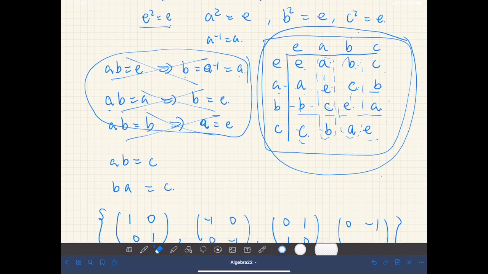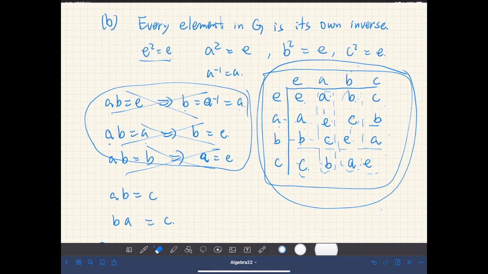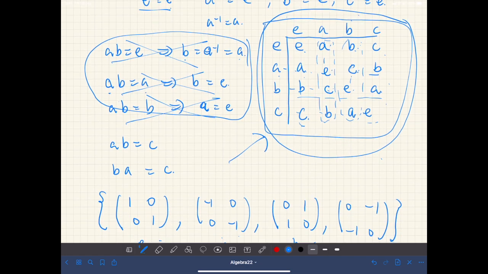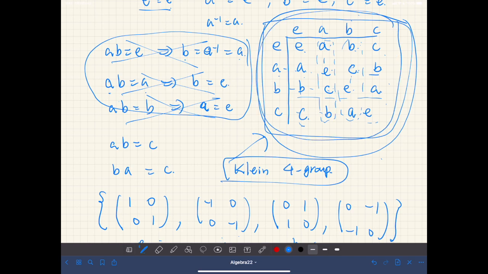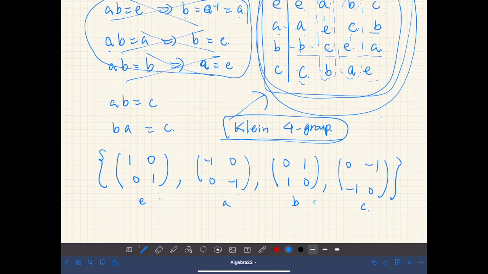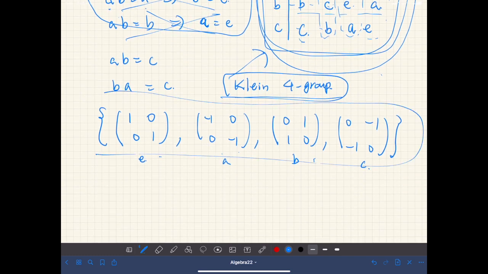Well, by the way, this group defined by this Cayley table is called the Klein 4 group. Okay, so any group of 4 elements, order 4, satisfying this Cayley table is called a Klein 4 group. And this is one realization of that.